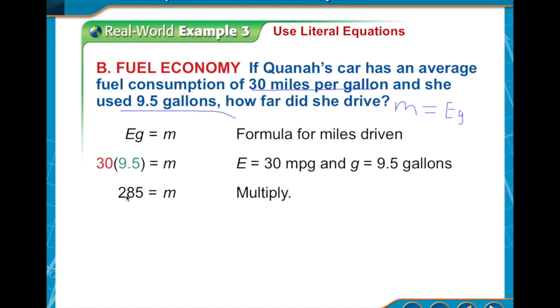So what does that mean in the context of this problem? It means she drove 285 miles. There we go. Just a couple steps. That's our solution. Real world example of applying fuel economy as a way to understand this dimensional analysis, solving for a variable.